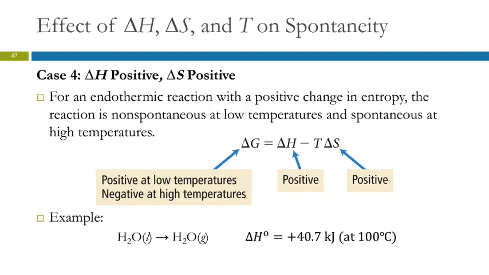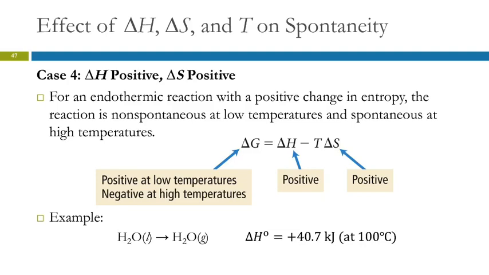What if both of the terms are positive? Endothermic process, positive change in entropy. So now this is positive. When T is large, then we're subtracting a large positive term that's going to contribute to spontaneity. And this needs to be larger than delta H in order for us to have a negative delta G. So at low temperatures, this reaction will be non-spontaneous, and at high temperatures, it will be spontaneous.